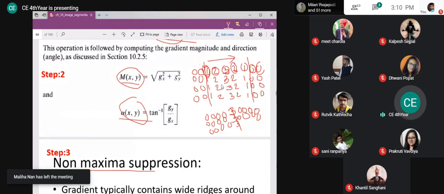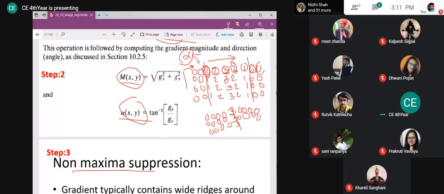That means I should apply non-maxima suppression in the direction of alpha. What was alpha? It was orthogonal to the direction of my edge, right? So the direction of the edge is vertical. That's why alpha will point horizontal, and I should apply the comparison in the direction of alpha. So if it is a horizontal edge, I will apply non-maxima suppression in the vertical direction. If it is a vertical edge, I will apply it in the horizontal direction. For diagonal, you can understand the other diagonal direction.